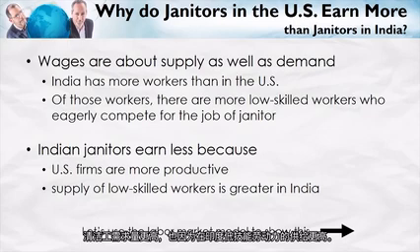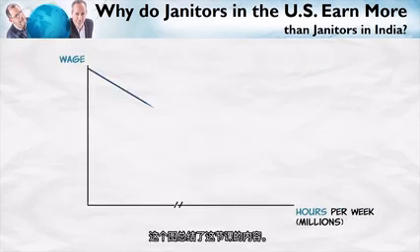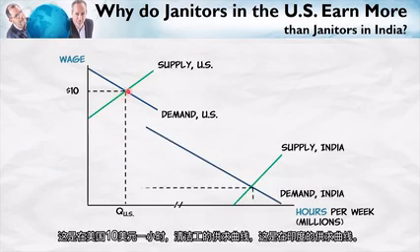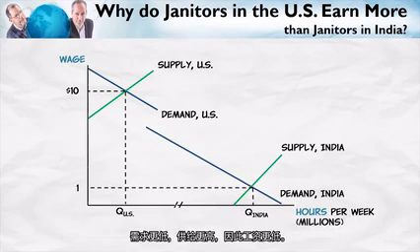Here's a graph summarizing what we just said. Here's the demand and supply of janitors in the United States with a wage of $10 an hour. And here's the demand and supply in India. The demand is lower, the supply is higher, so the wage is lower.